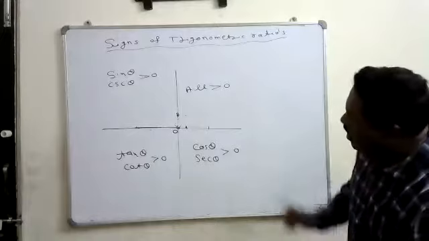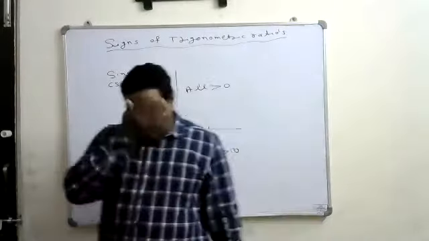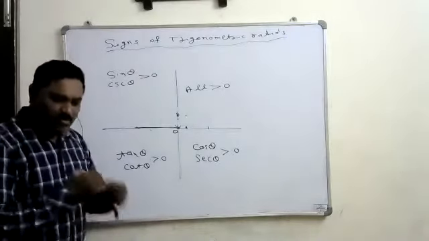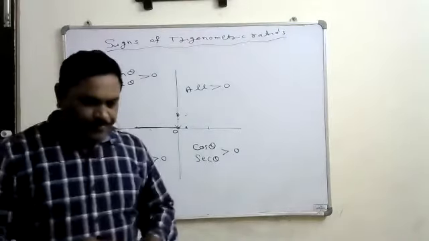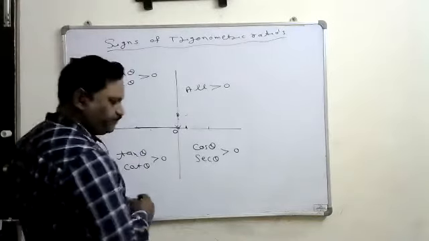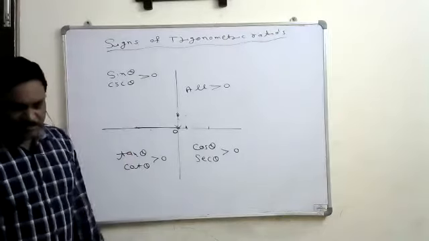First coordinate, all are positive. Second coordinate, sine and cosecant are positive. Third coordinate, tan theta and cot theta are positive. Fourth coordinate, cos theta and secant theta are positive.